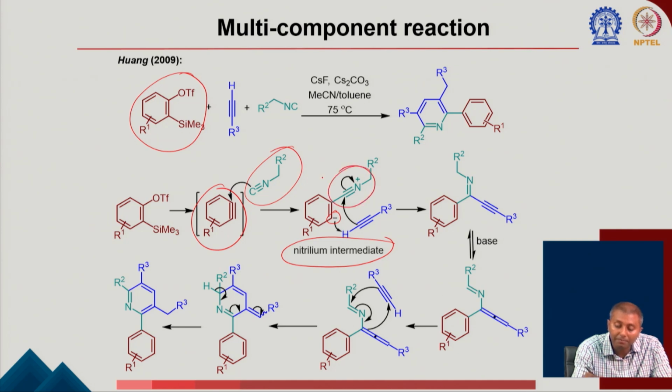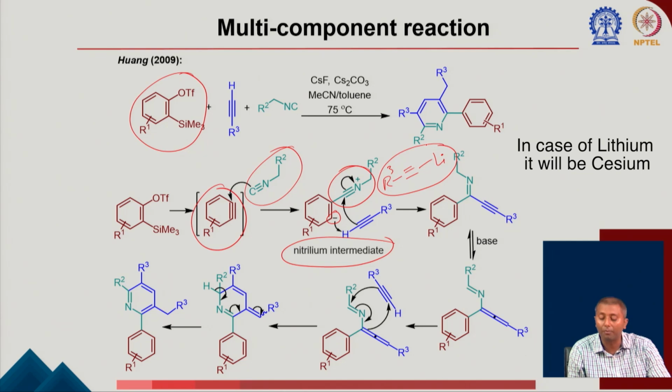Because once it is attacking here, you are generating this type of nitrilium intermediate here. And now this minus which you are generating here is going to take this proton, because this is the acidic proton of the alkyne. So the alkyne will be deprotonated in situ. Once the alkyne is deprotonated, it is going to generate this particular compound in situ, a lithiated alkyne will form. Once the lithiated alkyne forms, what is going to happen? That lithiated species is going to attack the corresponding nitrilium intermediate.